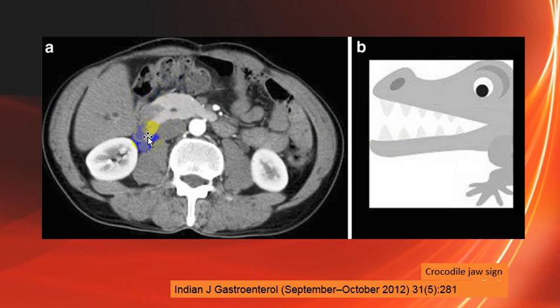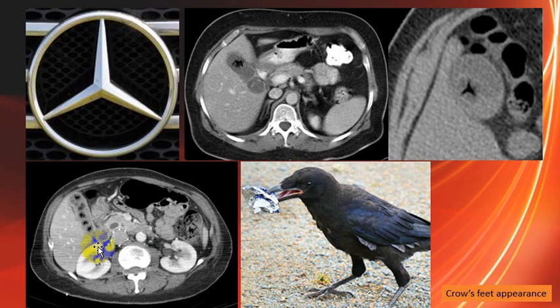Another patient with annular pancreas, and in this example the annular pancreas is incomplete, not surrounding the whole duodenum, giving the appearance of a crocodile jaw sign. And here multiple patients with gallbladder stones with fissuring, giving the appearance of a crow's feet sign. Also it is called the Mercedes-Benz sign.